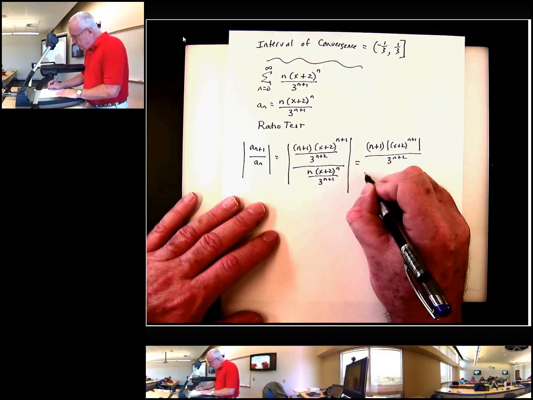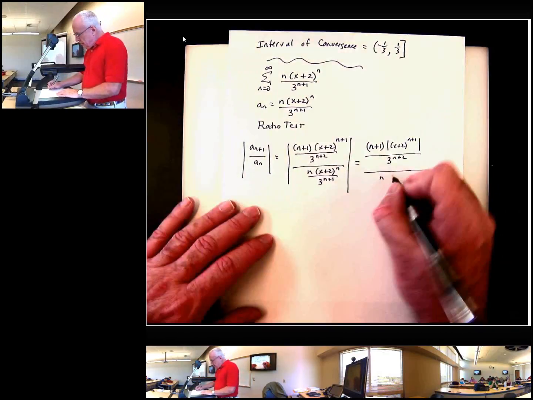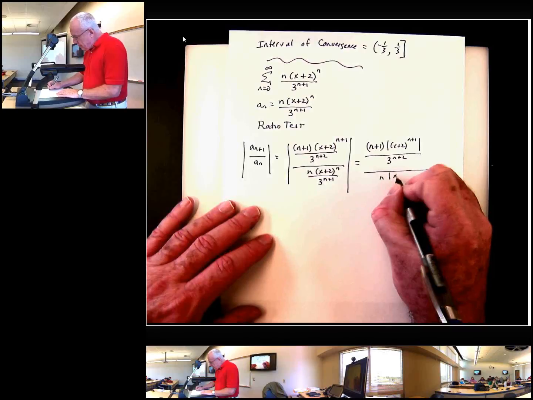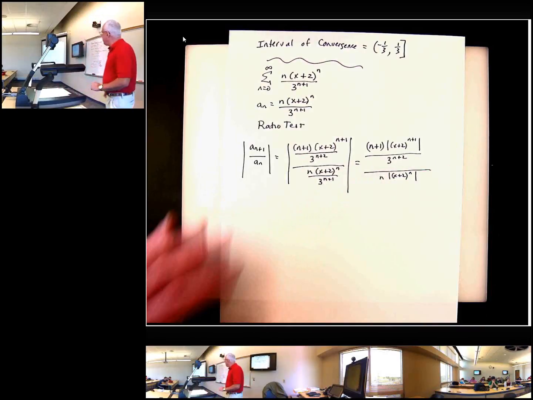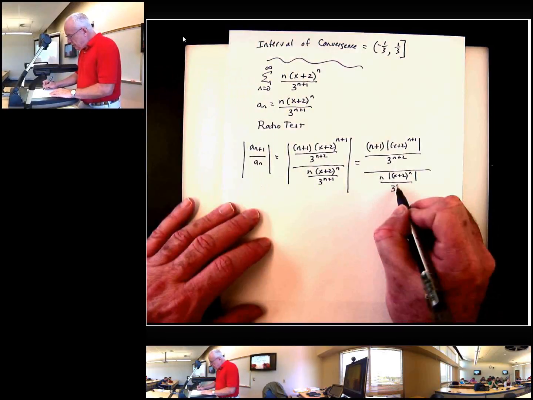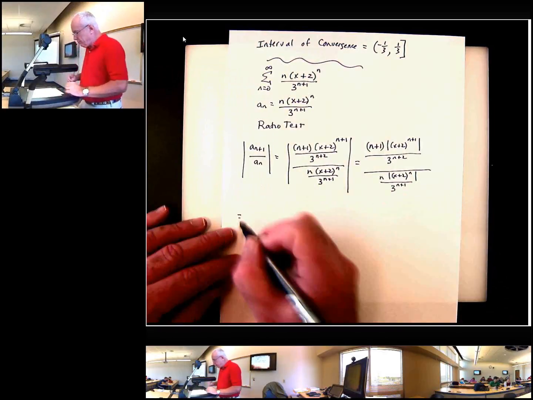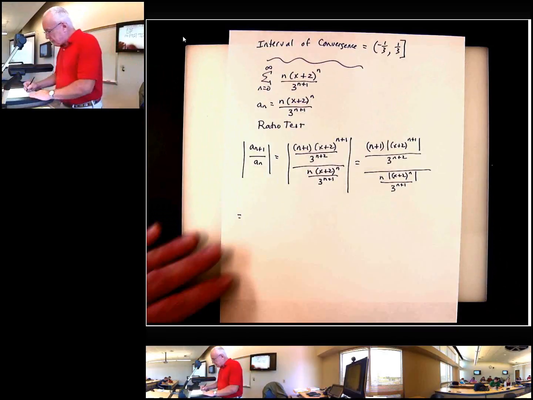I don't need absolute value there. And then it's over n. Now, again, I need absolute value. x plus 2 raised to the n. Need the absolute value there. And then that is over 3 to the n plus 1. All right. And then we can simplify this mess in the next step.